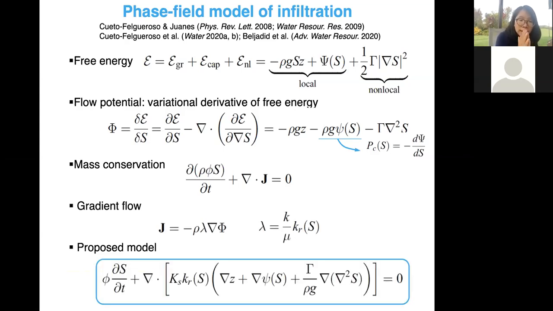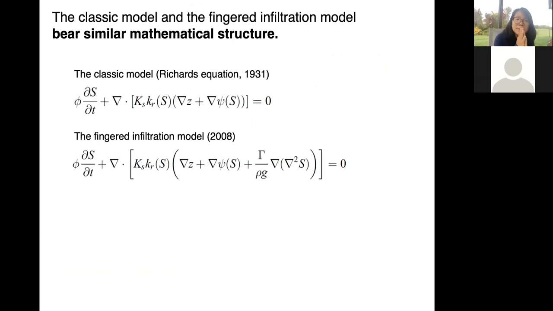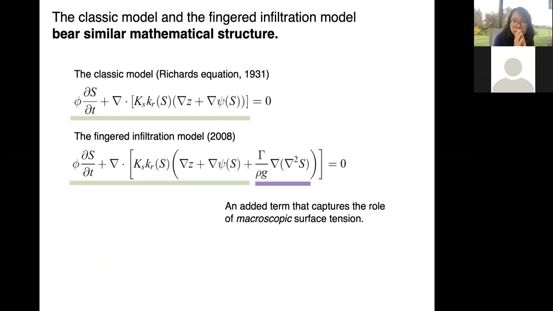And then we can complete the formulation by introducing mass conservation of water, and the gradient flow. And then eventually we arrive at an updated model that includes the effect of surface tension at the infiltration front. Mathematically speaking, the fingered infiltration model bears a great structural resemblance to the classic model. The only added term is this fourth order gradient term, which essentially captures the role of macroscopic surface tension, that energetically you're penalized for creating interfaces.